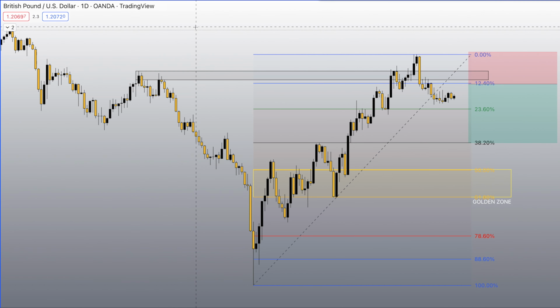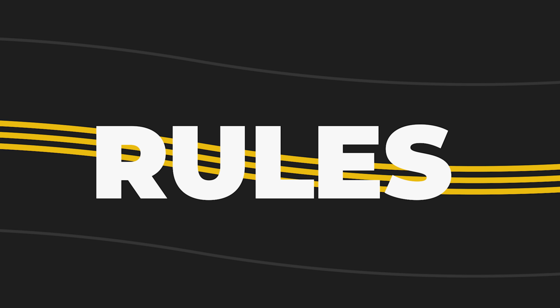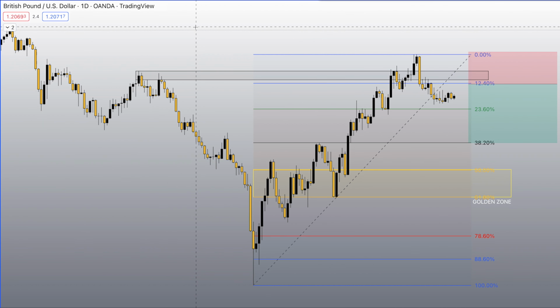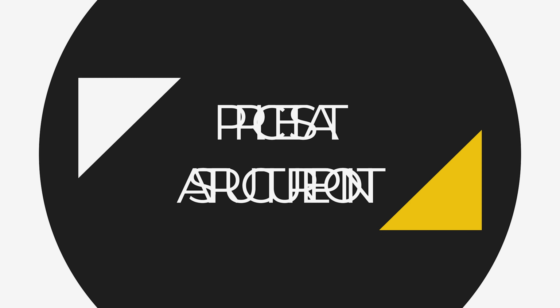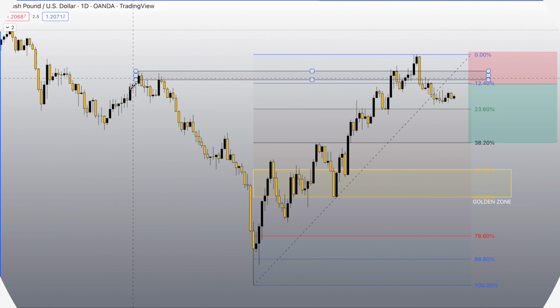REST, rest. Okay? The first letter, R, means rules. So you have to understand your rules. What are your rules for your trade setup? So now for me, for my trade, my rules are, number 1, you must determine that price is at a structure point. This is what we talked about back here. And we see the confirmation up here, right?